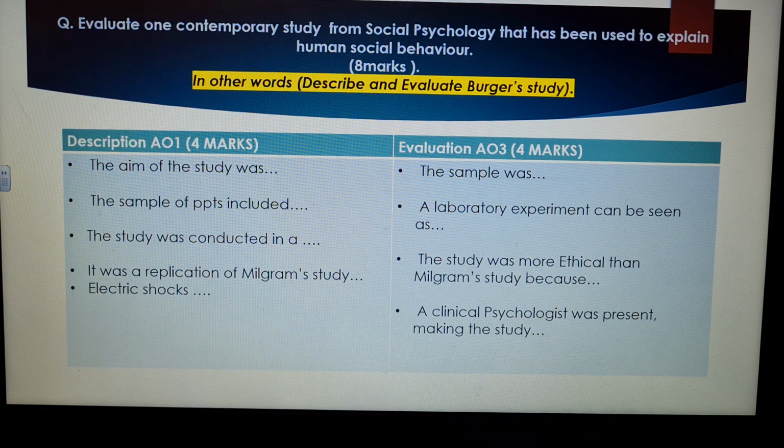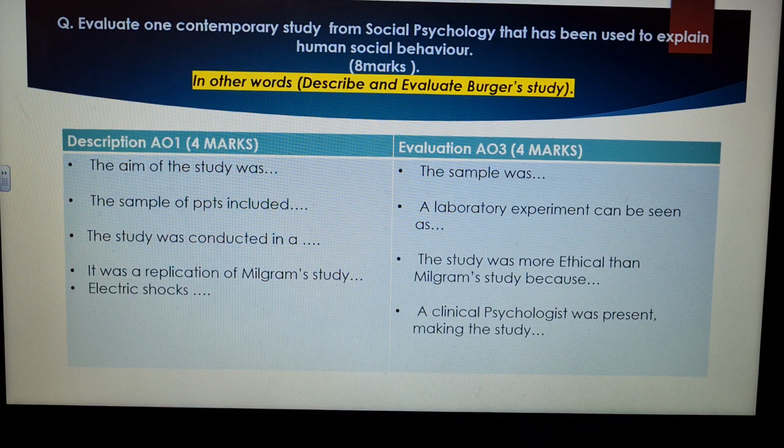So your description of the study needs to be quite detailed, making sure obviously the examiner has all the information about the study. Okay, so remember for AO1, you are trying to show evidence for your knowledge. So make sure you include all of the specific information here. Going on to evaluation, AO3 for 4 marks. This is where you need to add a little bit more detail and elaborate a little bit more on your marks, okay?